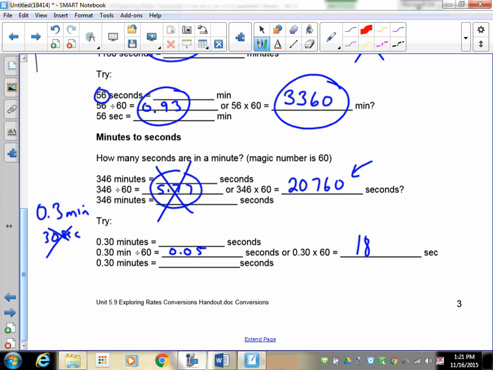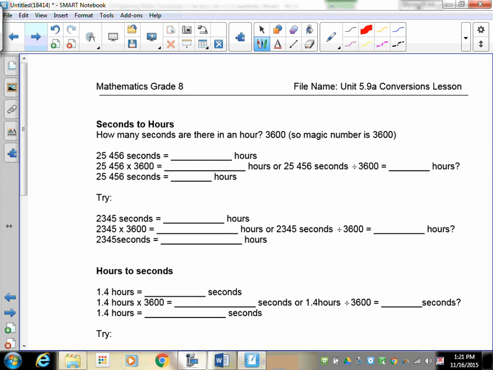Now remember, 0.3 of a minute is about a third of a minute. That means this one has to be correct. There's no way that 0.3 minutes is ever going to be 0.05 seconds. That's like so short, it doesn't make sense. Moving on. Seconds to hours now.